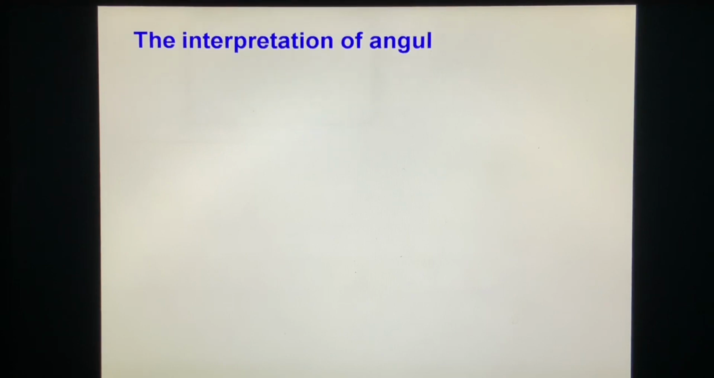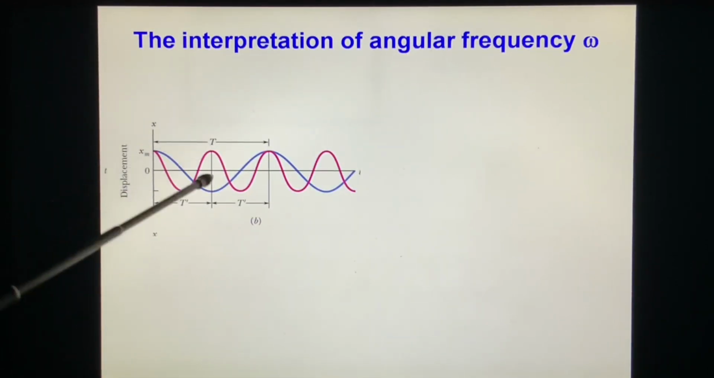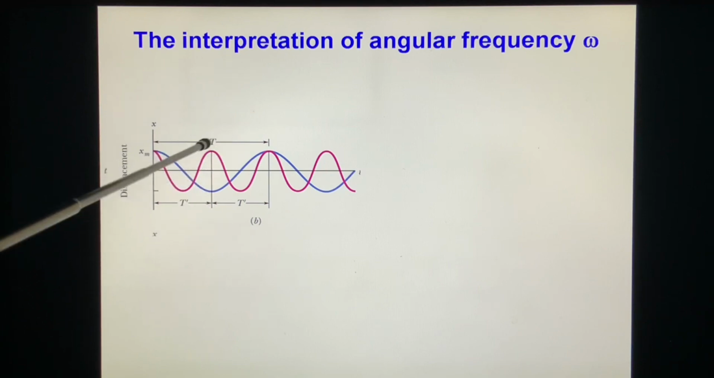The interpretation of an angular frequency omega. Well, the frequency is repeated. How many times do you repeat in a second? We look at this one. We know the periods are different, right? The amplitudes are the same.